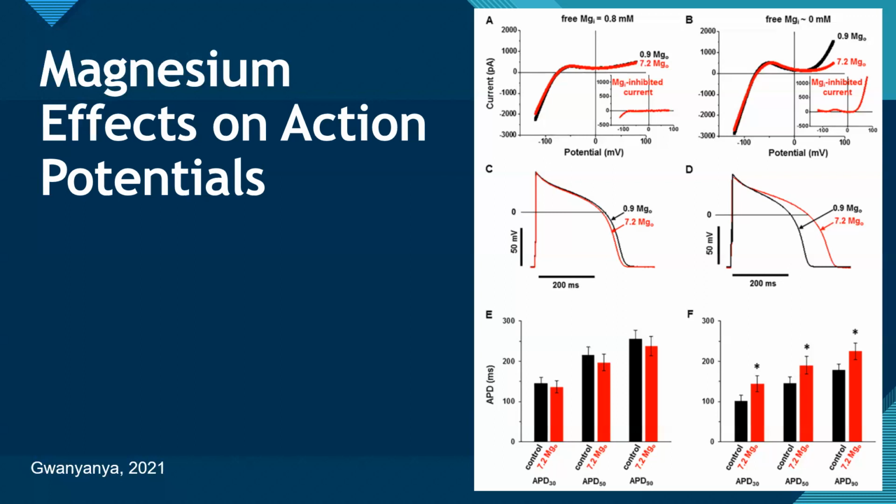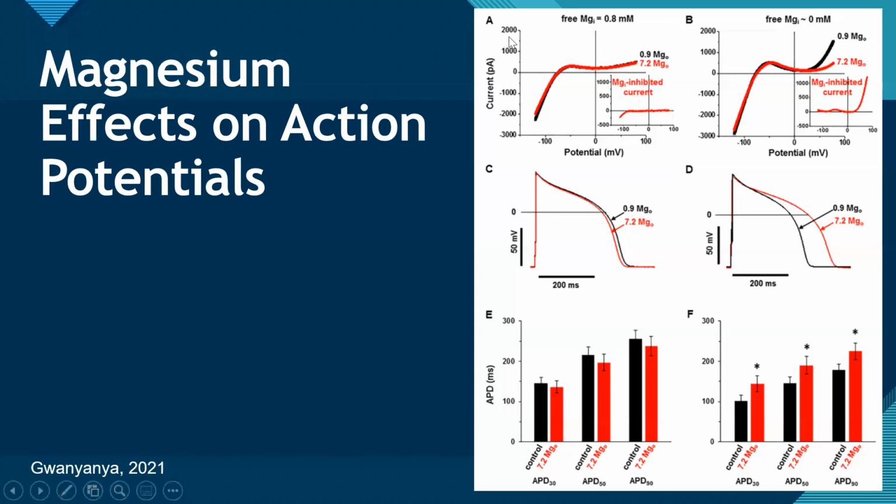When taking a look at the results, you should first take note that the graphs on the left represent the 0.8 millimolar internally dialyzed magnesium, which is here on this left. And then on the right is the free magnesium ion solution with 0 millimolars of magnesium ions. Graphs A and B, and the black lines throughout these graphs represent the control, or the 0.9 millimolars of magnesium ion in the extracellular solution, and the red will represent the high level magnesium extracellular solution.